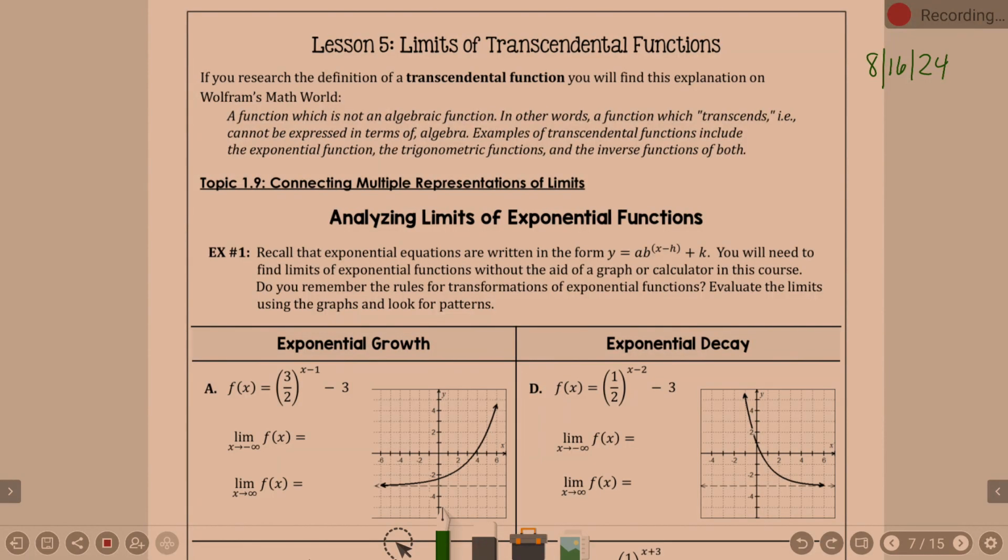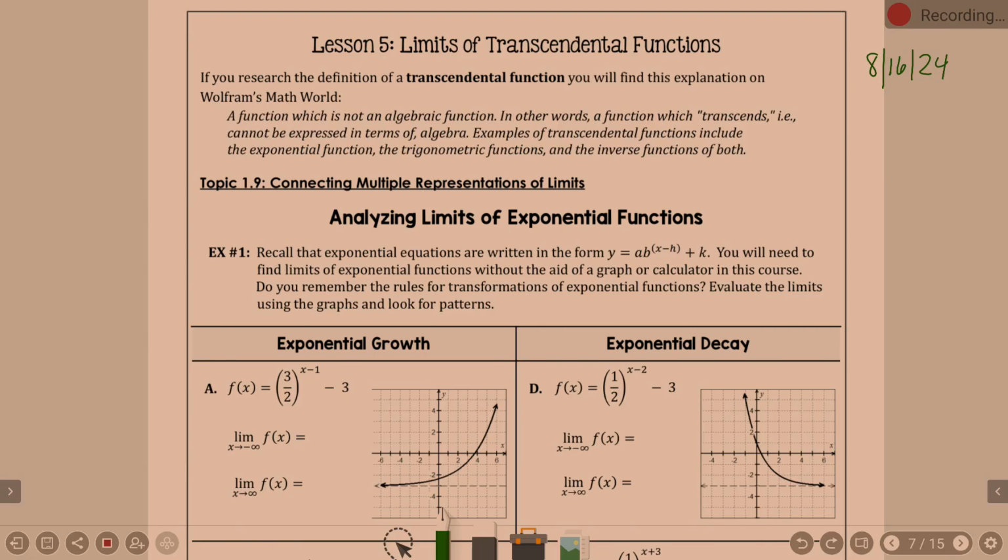Lesson 5, limits of transcendental functions. So we are still talking limits. We're talking limits of some specific functions. For example, we're going to talk about the exponential function. We'll talk about those two special trig limits that we briefly mentioned the other day. And going along that line.